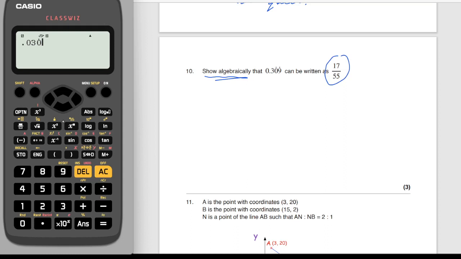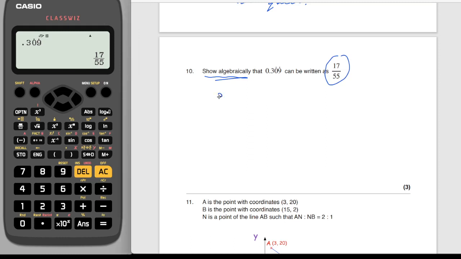And then I need another recurring digit, 0.9. I can actually type a recurring digit in my calculator and it will automatically convert it for you. I've actually typed that in slightly badly, I didn't have a 0 there. You can't do that on a calculator paper because it says show algebraically, but that's why it states show algebraically.